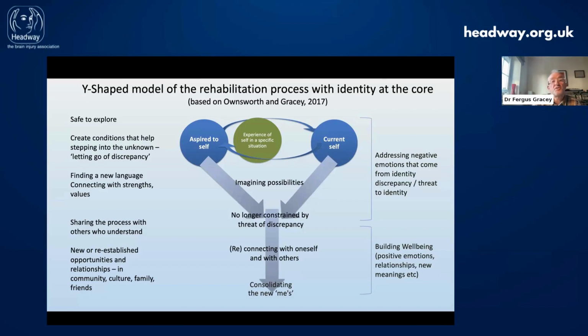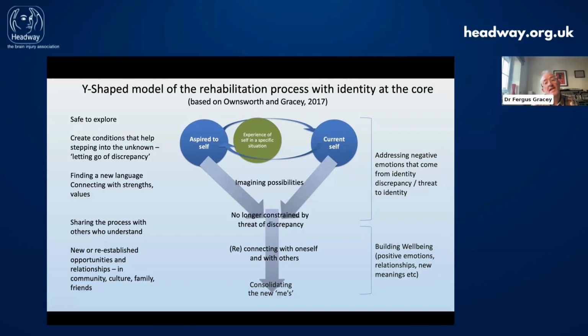So you start at the top, and the top is basically saying that for many people post-brain injury, they have an experience of self-discrepancy. They feel disconnected from their pre-injury identity, and they don't really know what their future identity might look like. And in particular situations, this feeling of discrepancy is highlighted. It might be when trying to cook a meal or returning to work, or different situations that press those buttons because the person is less able to do them in the way that they used to, and those activities or situations are particularly meaningful.